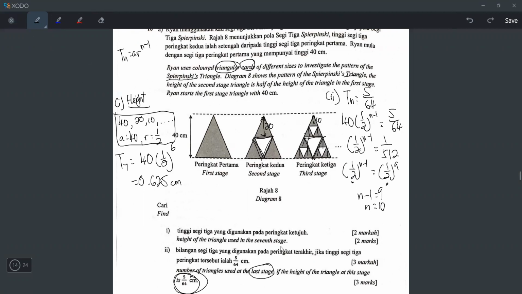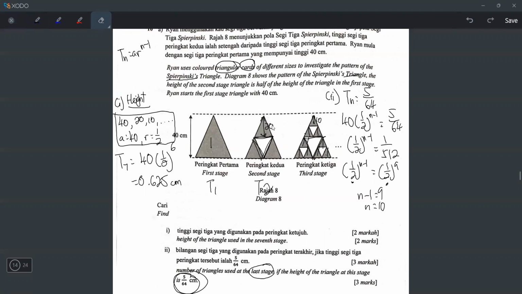But the question never stops here, because what does the question ask? Find the number of triangles used at the last stage. They are asking the number of triangles used at the last stage, and we already know there are 10 stages. In stage 1, how many triangles? 1. In stage 2, how many triangles?